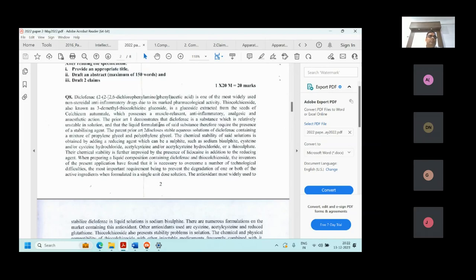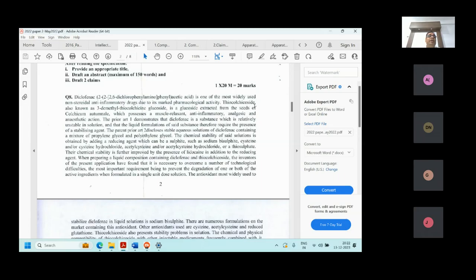So in 2022, but your exercise is the same. You have to identify the invention elements, the other parts of the invention, and then you will be fine. See, if you read this, it talks about diclofenac being one of the most widely used non-steroidal anti-inflammatory drugs due to its marked pharmacological activity.